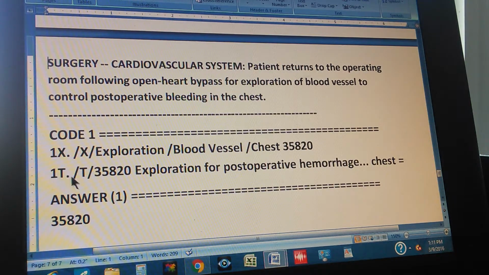Right. And now we're going to check this code in the tabular. So the code through the tabular is found like this. First you go to tabular. Then you go to 35820. You start with the code that you found in the index. And what does it say there? Exploration for postoperative hemorrhage, chest. It says a lot of stuff more, but this is chest, which is a word that we need. So that's why there's an equal sign at the end, right?